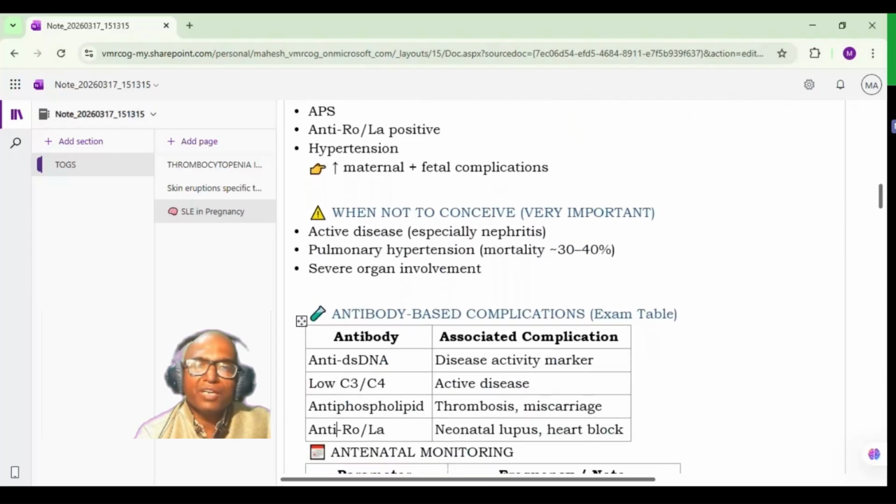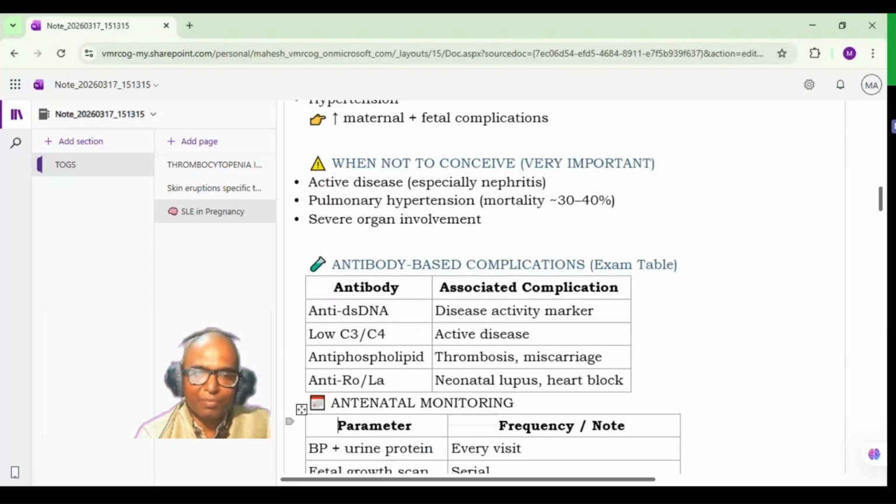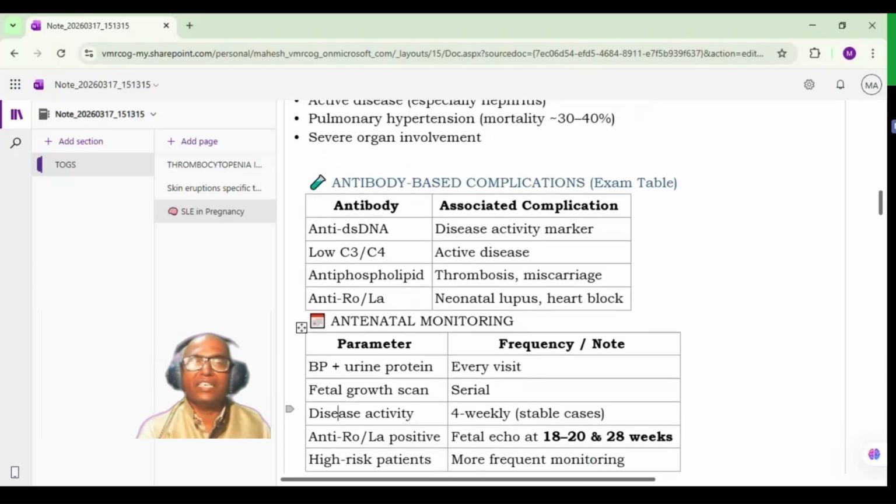Okay, so when not to conceive: if it is an active disease, if there is a pulmonary hypertension, there is a mortality of 30 to 40%, and if there is a severe organ involvement. Okay, so antibody based complications: anti-dsDNA is a disease activity marker. Low C3 C4, that means the disease is active. Antiphospholipid antibody will predict chances of thrombosis and miscarriage, and anti-Ro and anti-La are predictors for neonatal lupus and the heart block.